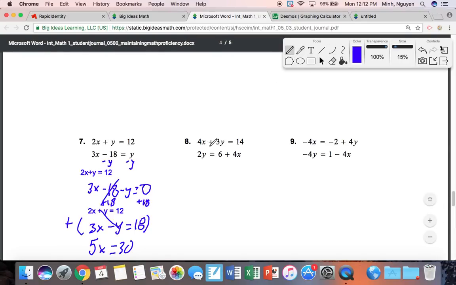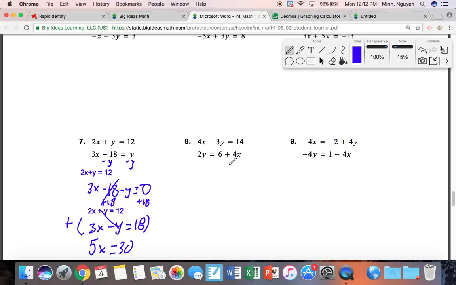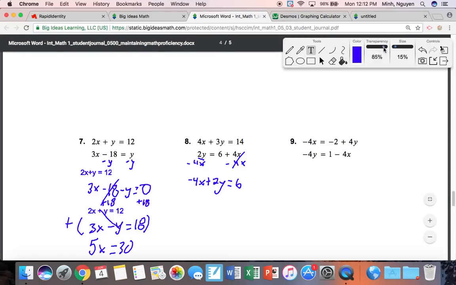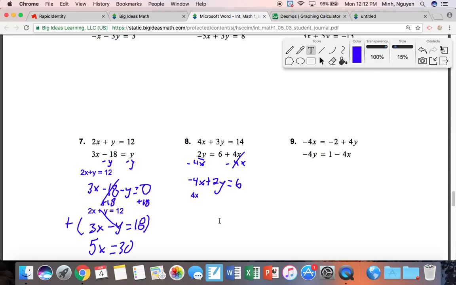Let's see here. We could do this. So I have negative 4x plus 2y. Why am I adding? Because this is a positive. Equals 6. And then on the other hand, I have 4x plus 3y equals 14. And I will add them.